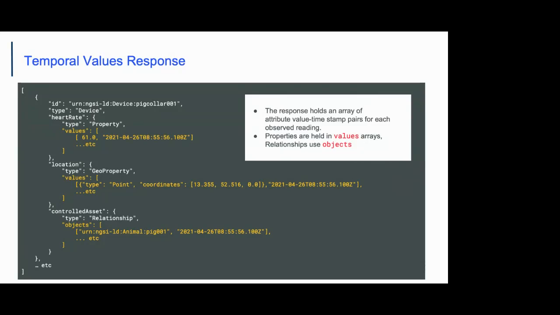If you have a geo property, again it has values, and as you'd expect, the values are going to be GeoJSON, and the timestamp is a timestamp. Relationships are a little bit different. Instead of having values, they are going to have objects. And objects are the relationship equivalent of value, and it's got a pig and something else.